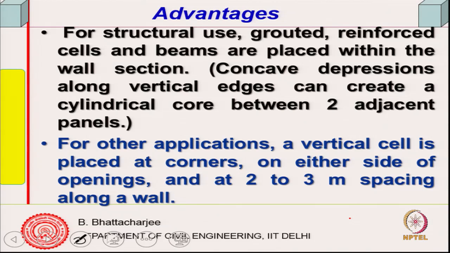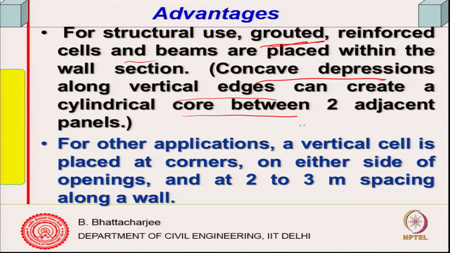For structural use, of course, you have to do reinforcement, right, or maybe grouting. So, in the cell, what you will have? You will have a cell in which you will put the mortar or the grout and the reinforcement, and AAC blocks will be around there, right. So, generally supposing it is a flexural member, you leave a concave depression, right, concave depressions along the vertical edges, and can create a cylindrical core between two edges.